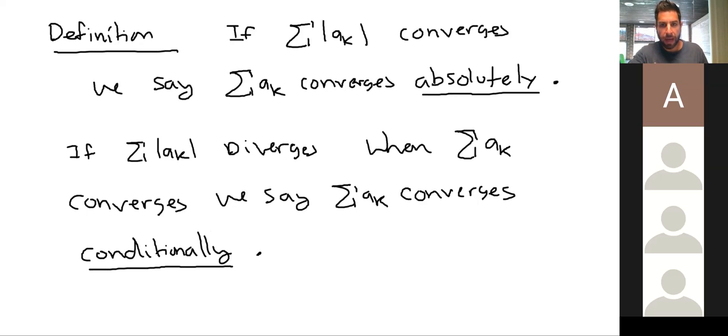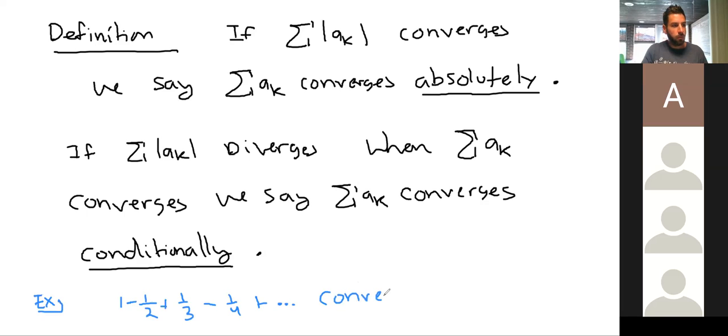So if we go back to our harmonic series, the example here is 1 minus 1/2 plus 1/3 minus 1/4, blah, blah, blah. How do we say this? We say this converges conditionally. Because if we take away the minus signs, it diverges.